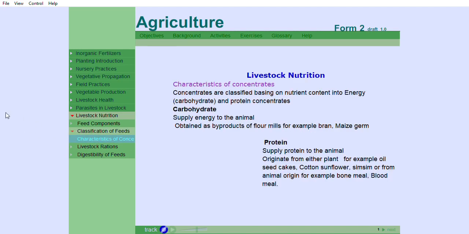Characteristics of concentrates. Concentrates are classified basing on nutrient content into energy or carbohydrate and protein concentrates. Carbohydrate: supply energy to the animal, obtained as byproducts of flour mills, for example, bran and maize germ. Protein: supply protein to the animal, originate from either plant, for example, oil seed cakes, cotton, sunflower, or from animal origin, for example, bone meal and blood meal.